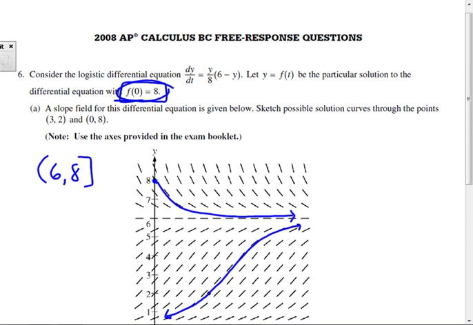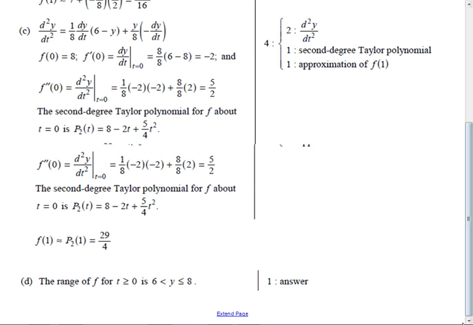I fell for it. I don't think it's worded very well. It's just the y values, only for the function that goes through 8, not for the other one. I just looked at all of the functions and said, oh, it's everything except 6 up to 8. Okay, let's check that. 6 to 8, 1 point for the answer. That's it.